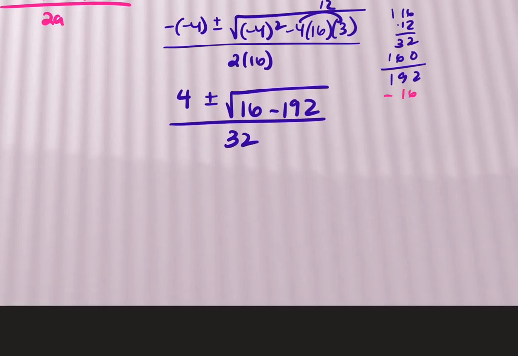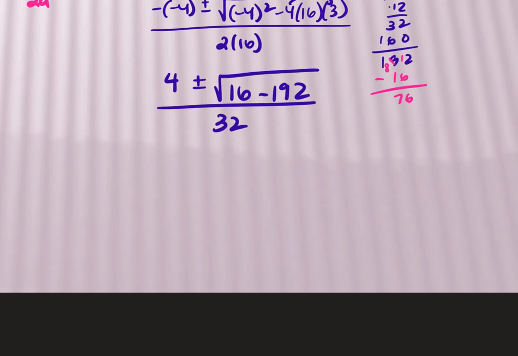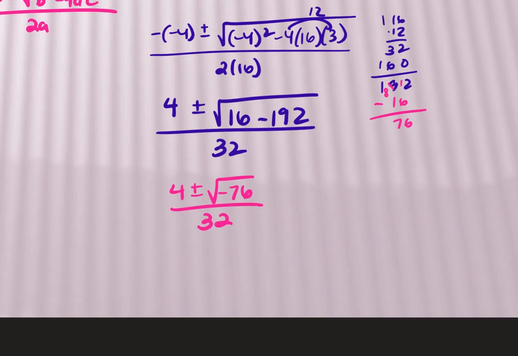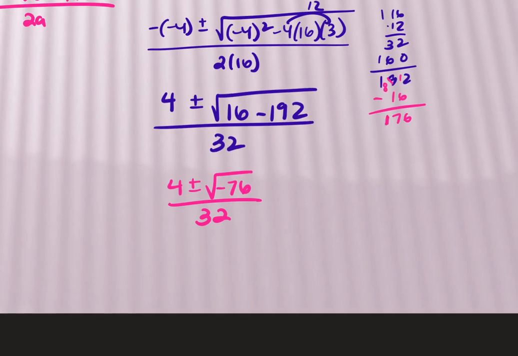And then 16 minus 192 is -176 over 32. Oh yeah, I forgot the 1. Thank you. -176. And then the i comes out, so I bring the negative out front. 4 plus and minus i square root 176 over 32.